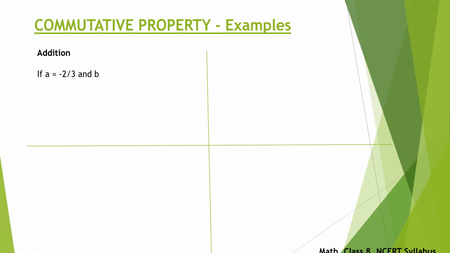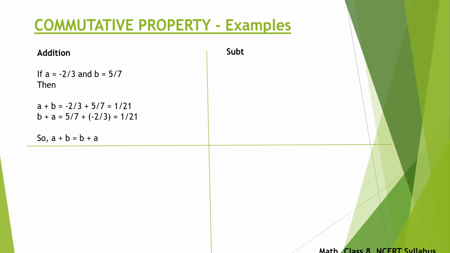First, we will see an example based on addition. If a is equal to minus 2 by 3 and b equals 5 by 7, let us see what a plus b results in. It results as 1 by 21. Now let us see b plus a. It is again 1 by 21. So we can say that a plus b is equal to b plus a.